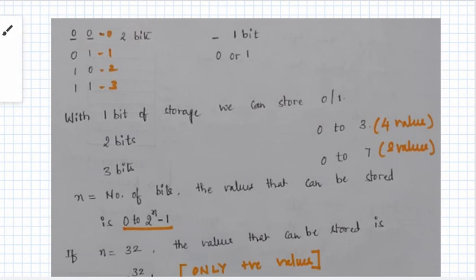Okay, and with 3 bits, I'll be able to store the values from 0 to 7. Right? If n is the number of bits, then the values that can be stored in these positions are 0 to 2 to the power of n minus 1. So if n is equal to 32, then the values it can store are 0 to 2 to the power of 32 minus 1.